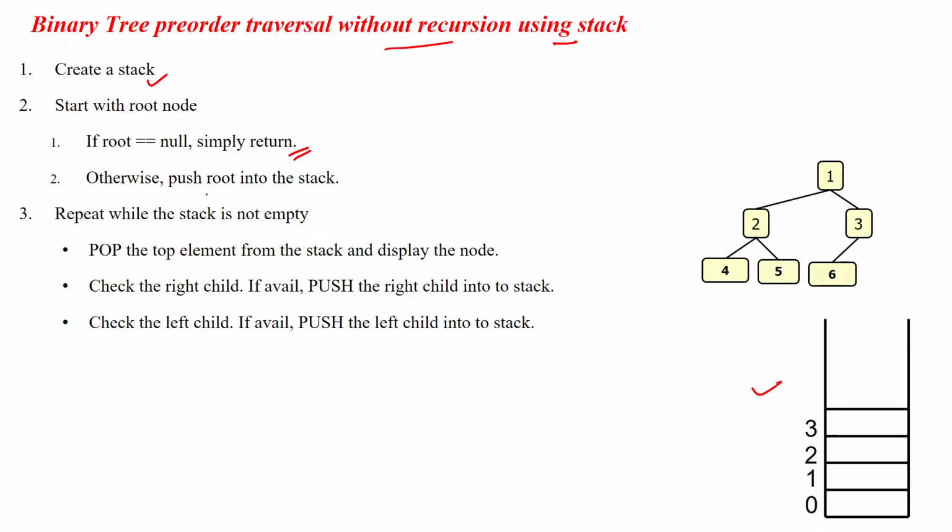If the root is available, push that root into the stack, then repeat while the stack is not empty, popping the element. For the current element, we check the right child. If the right child is available, push it into the stack. Then check the left child of the popped node. If it is available, push that left child into the stack. Then we repeat the iteration while the stack is not empty.